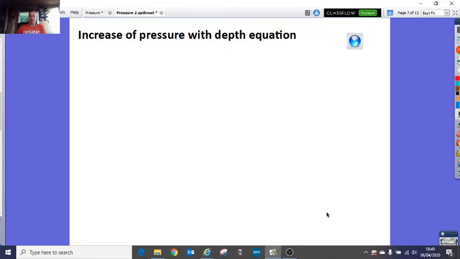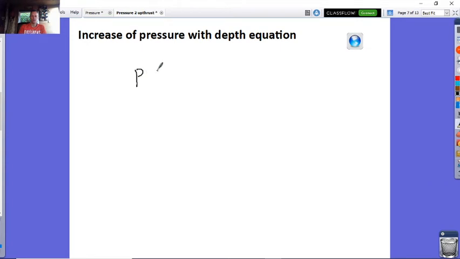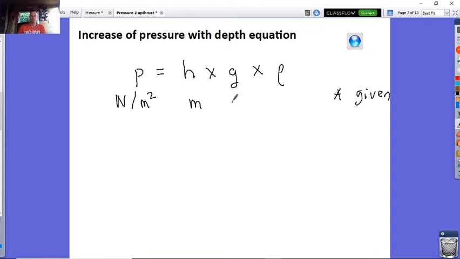So, going back to here, this equation is where pressure is going to be the height multiplied by gravity multiplied by density. And you'll be glad to know this equation is given to you in the exam. Pressure we measure in newtons per meter squared. The height is measured in meters. Gravity is measured in newtons per kilogram. And density is measured in kilograms per meter cubed.